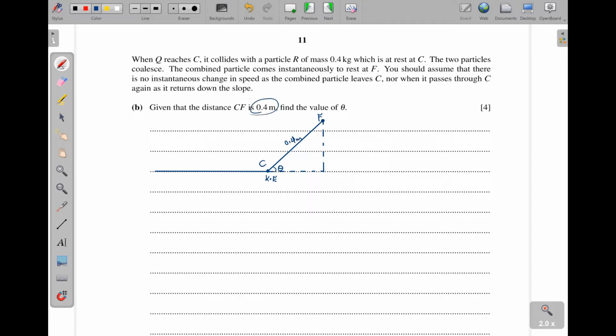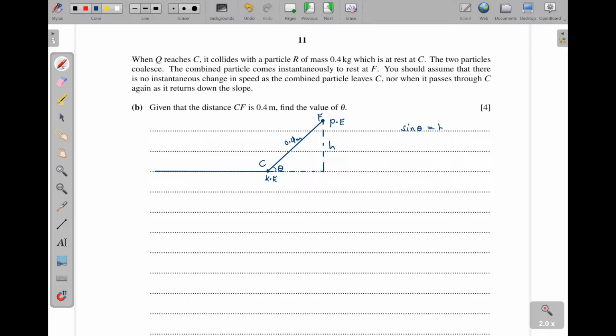It is here. And then, by the time it comes here, because there is generation of this vertical height, we shall have potential energy there. Okay? Potential energy. And they say that the combined particle comes instantaneously to rest at F. That means here we don't have kinetic energy because the velocity is what? 0.